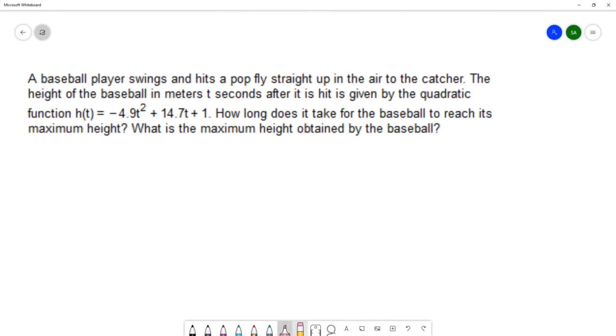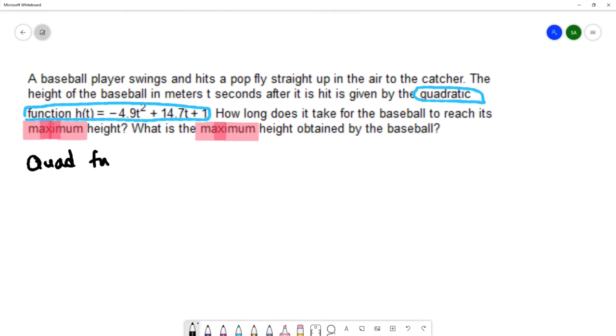So in this question, there's definitely some keywords that we want to pay attention to. In the question, it's asking us to find the maximum height. And what we also notice is that the function that measures the height is a quadratic function. And we know that the graph of a quadratic function is going to be a parabola.